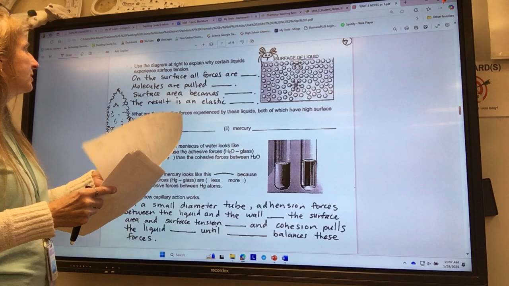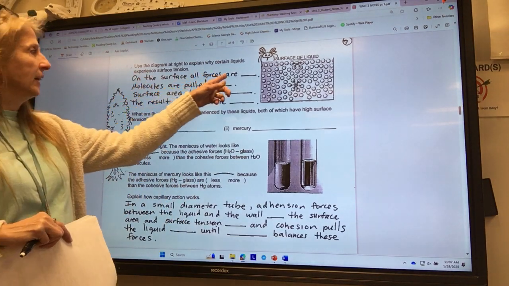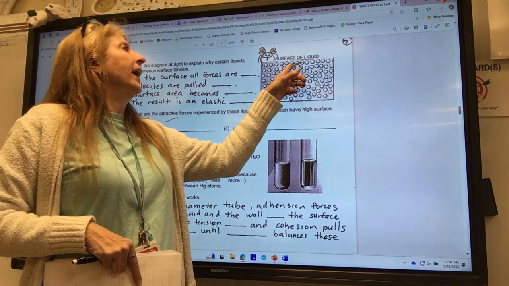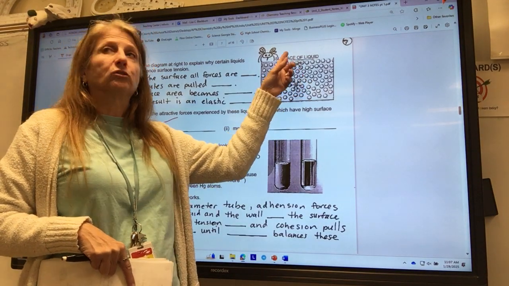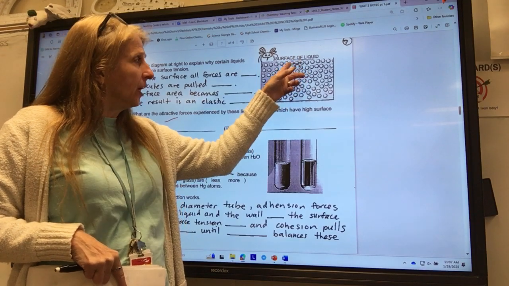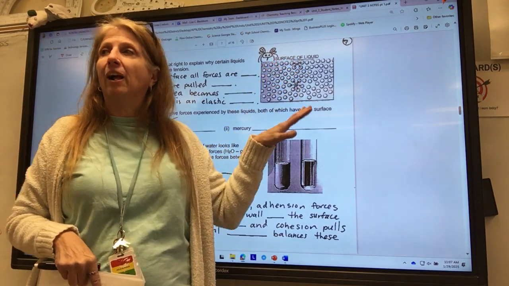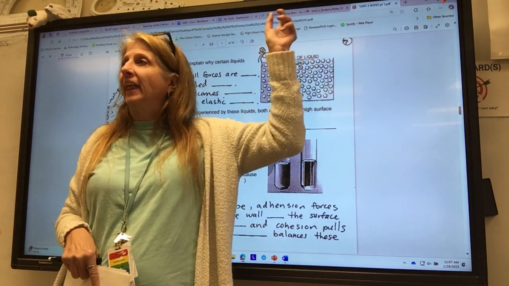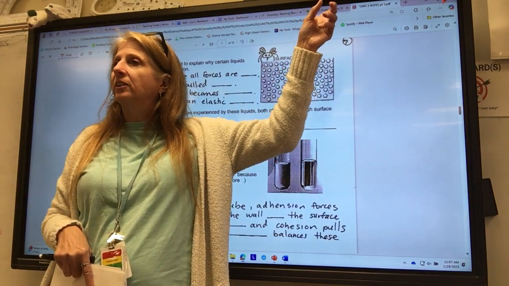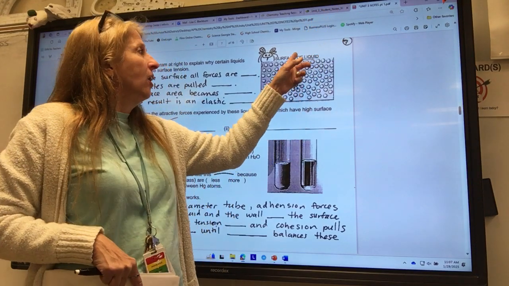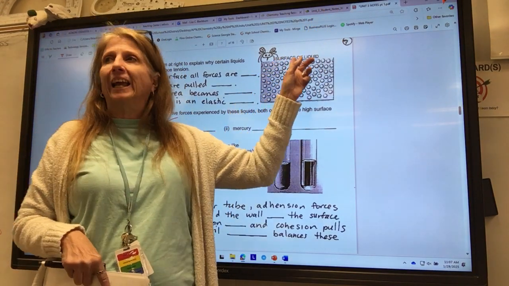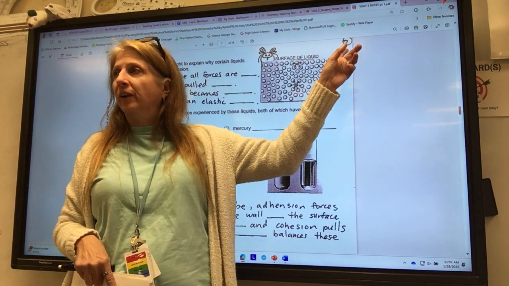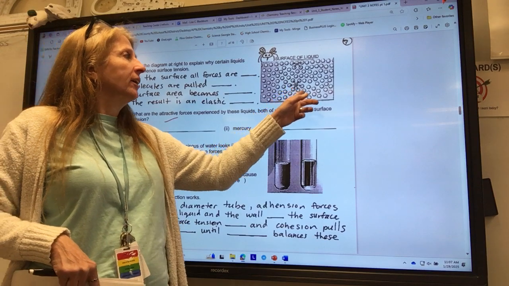So on the surface, here we've got water molecules. Everybody look at them. They are experiencing hydrogen bonds to all the other molecules around them going down. But they're not experiencing it with anything in the air. There's nothing to do a hydrogen bond with. So all of their forces are going down and in. And that makes them very close together at the surface, where they're more spread out down inside.